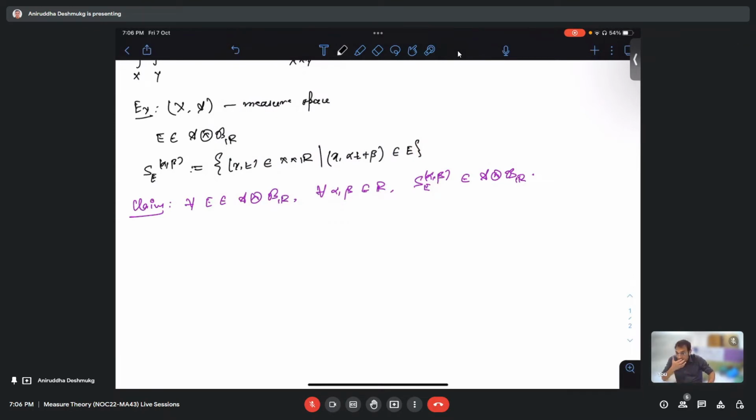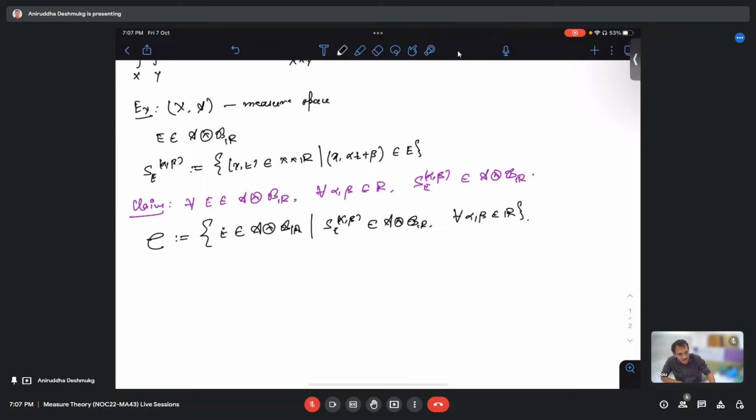E should be the fixed one. Yeah, but that should be for every such E, right? So what we'll do is let us start with the collection C. Let us define C as the collection of all those E inside A cross B_R such that S_E(alpha, beta) is inside A cross B_R for every alpha, beta. So given this collection, what should be the first question that comes to mind?